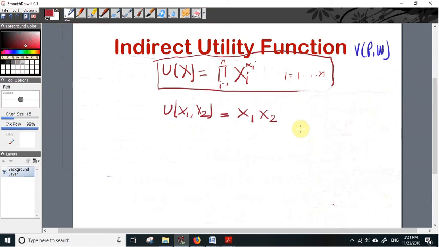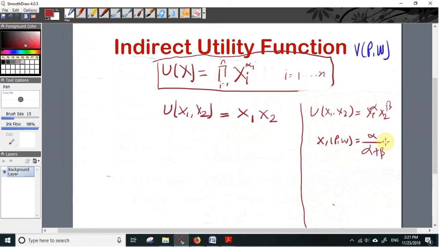So we will not go into detail stepwise to find the Marshallian demand function in this case, because we know that in the case of Cobb-Douglas preferences and two commodities, let us say x1^α x2^β, the Marshallian demand function x1(p,w) is simply given by α over the sum of the exponents times w over p1, and x2(p,w) equals β over the sum of the exponents times w over p2.